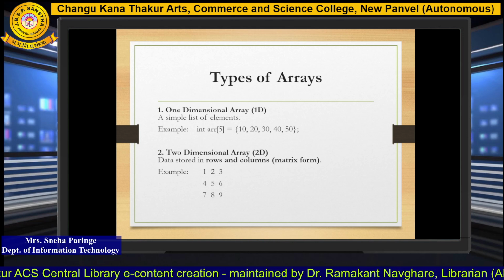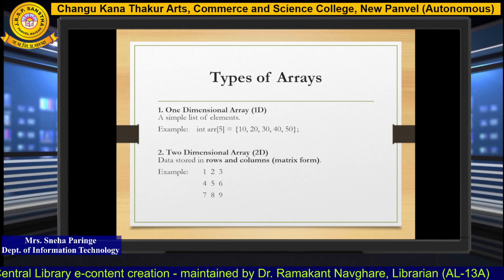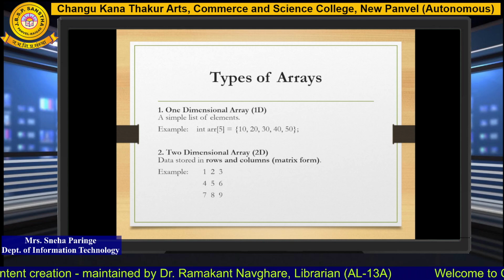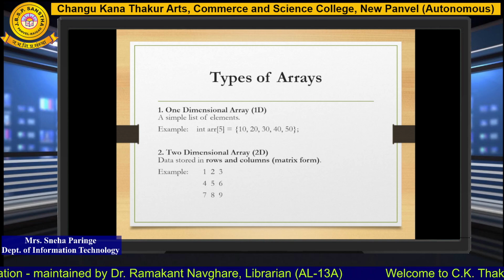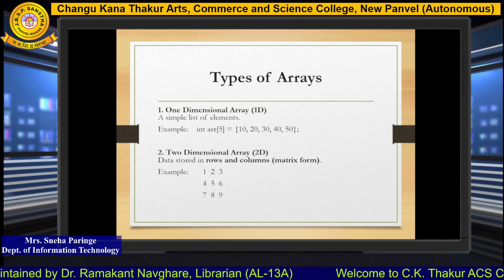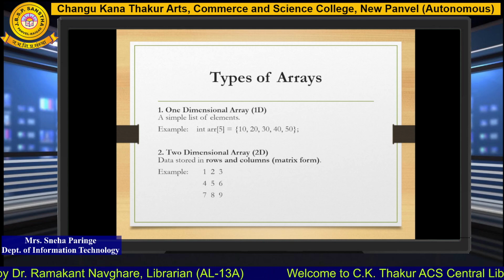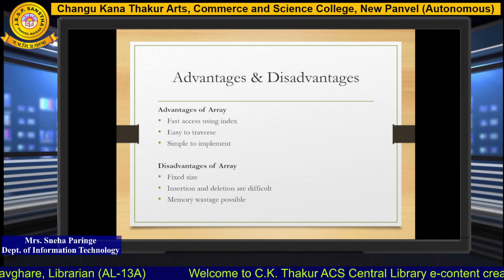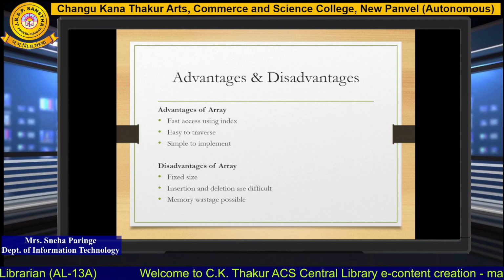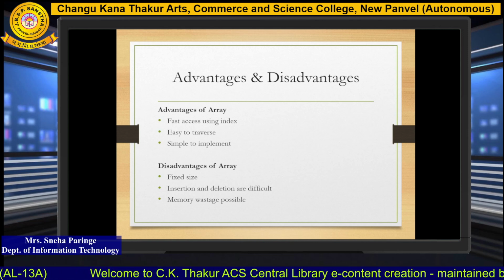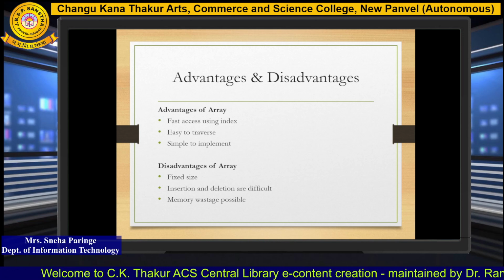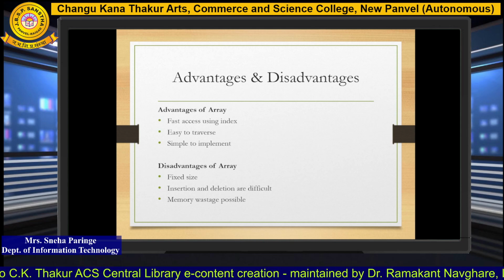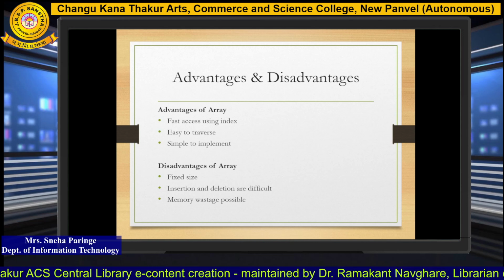The next one is the types of array. There are two types of array, one dimension array and two dimension array. In a one dimensional array, there is a simple list of elements. In the two dimensional array, the data is stored in a number of rows and columns in a matrix form. Advantages are it can be accessed fast, easy to traverse, and simple to implement. Disadvantages are it is of fixed size, so we cannot change it at runtime, insertion and deletion is difficult, and memory wastage is possible.